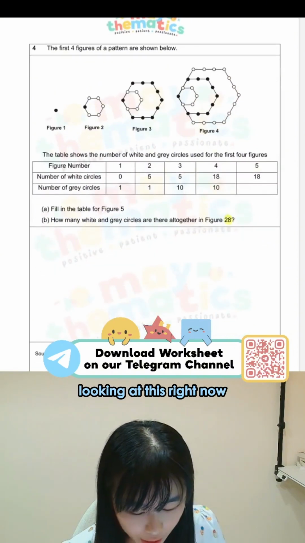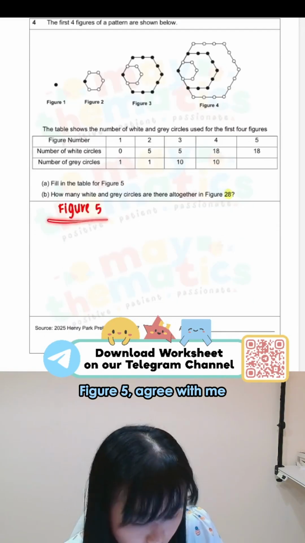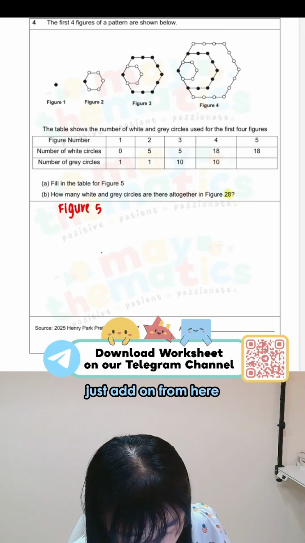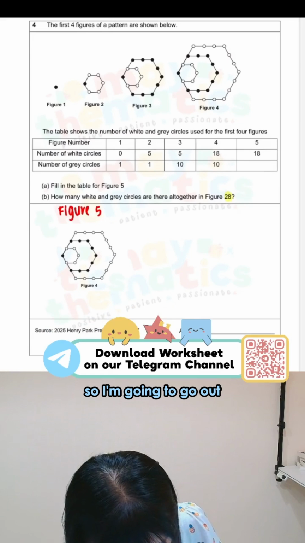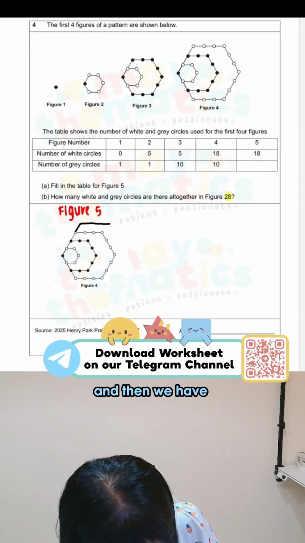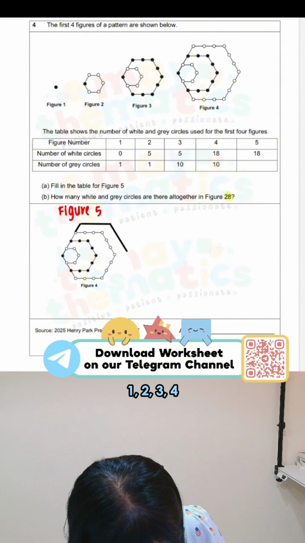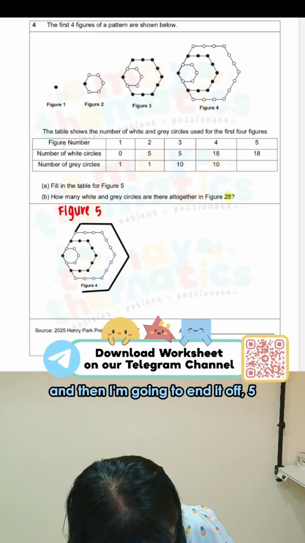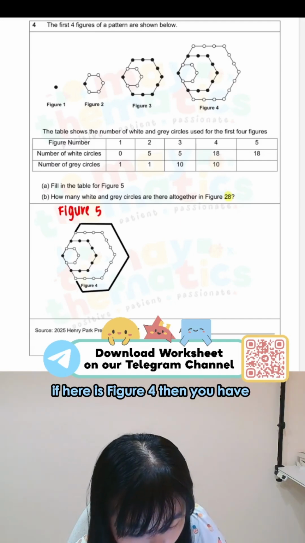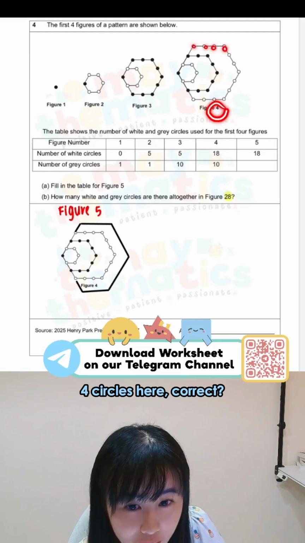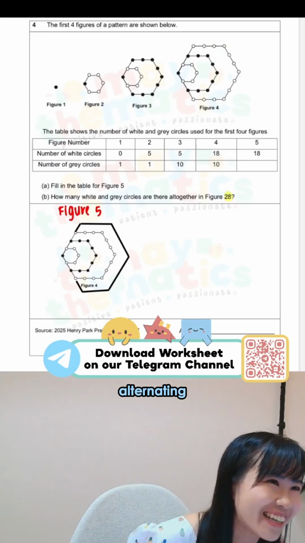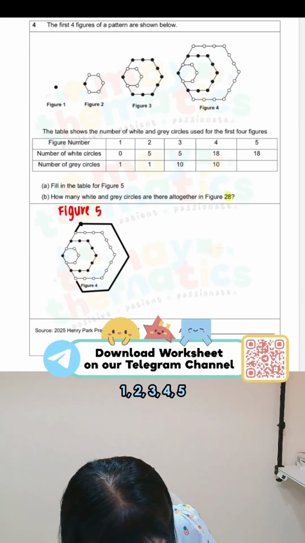So looking at this right now, let's try to draw figure 5. Figure 5, agree with me, is built up from figure 4. I'm just going to copy this first, and I'm just going to add on from here. You're going to add one more layer. So I'm going to go out, and then we have 1, 2, 3, 4, and then I'm going to end it off with 5. I told you, if here is figure 4, then you have 4 circles here, correct? So figure 5, I will have 5 circles. But remember, the colors are always alternating. So you have the grey one, now we do 1, 2, 3, 4, 5.